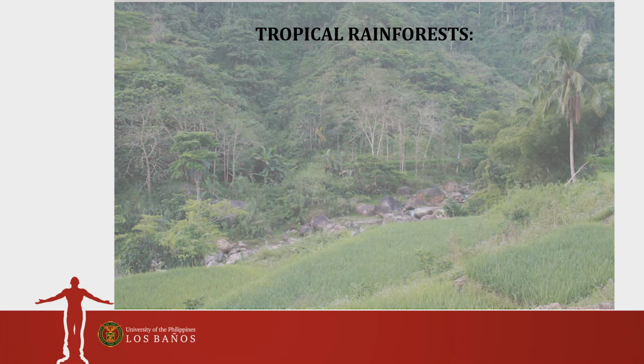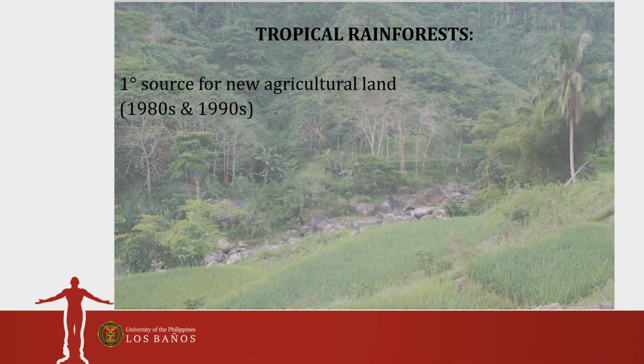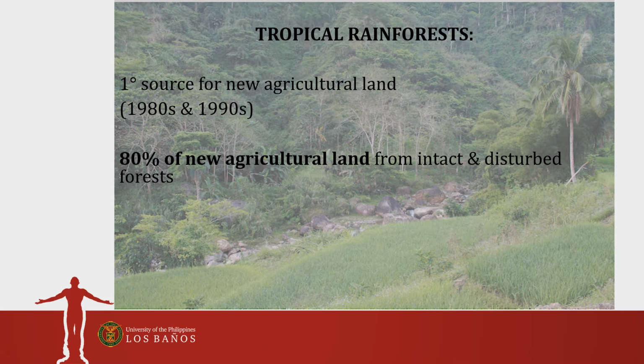The hardwood of tropical rainforests are valued for their quality, used to build homes, as light posts, as railroad ties, and a multitude of other uses. Now you hardly see wooden houses, even posts and railroad ties are replaced by concrete. Wood has become expensive. Aside from this, our tropical rainforests are the main source for new agricultural land. The ever-growing population needs to be fed and nourished. 80% of new agricultural land comes from intact and disturbed forests.